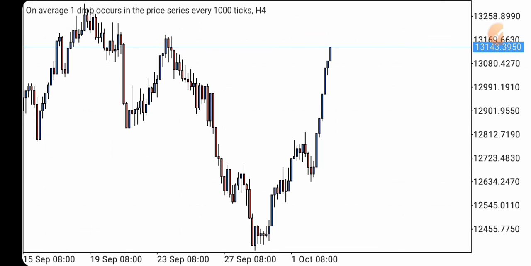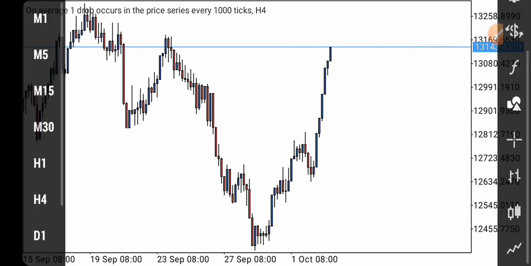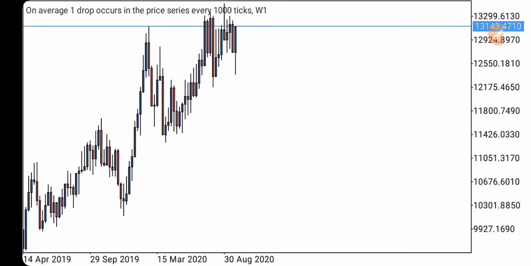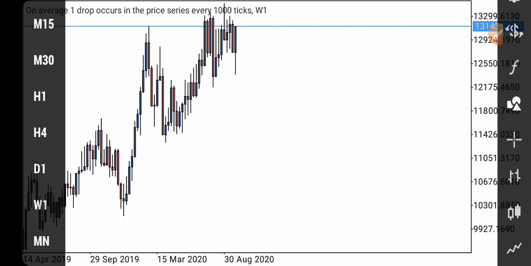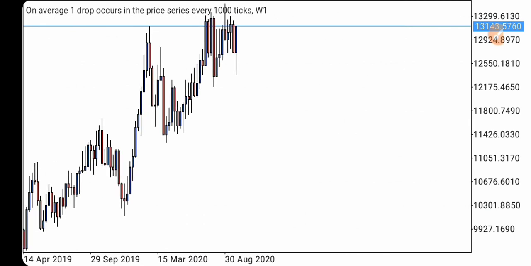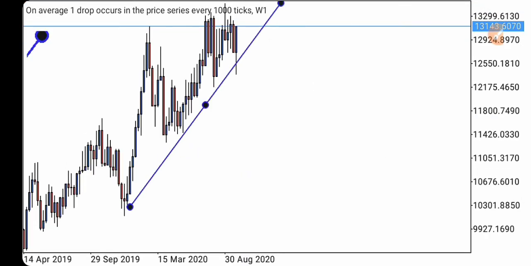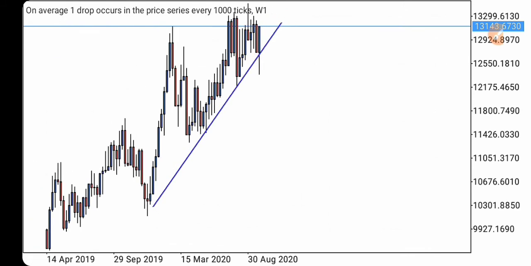Yeah, this is crash 1000. Okay, so first thing, remember, move to weekly time frame to know the overall market direction. You can see here the overall market direction is up. It's an uptrend. Okay, so what you do, you place a line here to tell you, okay, it's an uptrend for a very long time now. Since last year, it has been going up. Okay, so it's an uptrend.